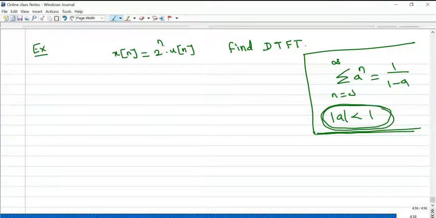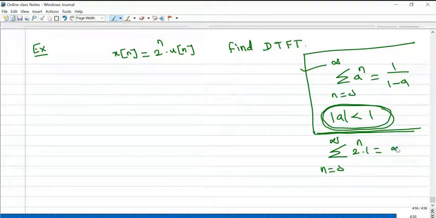Now 2 power n, a is 2, but a must be less than 1 to apply this formula. So if you substitute 2 power n from 0 to infinite, you will get infinite, right? Summation 2 power n from 0 to infinite. What is the value? 2 power 0 plus 2 power 1 plus 2 power 2 and so on. Your result is infinite. That is, this is an unstable signal. Indirectly we can find out this is an unstable signal. So DTFT does not exist.